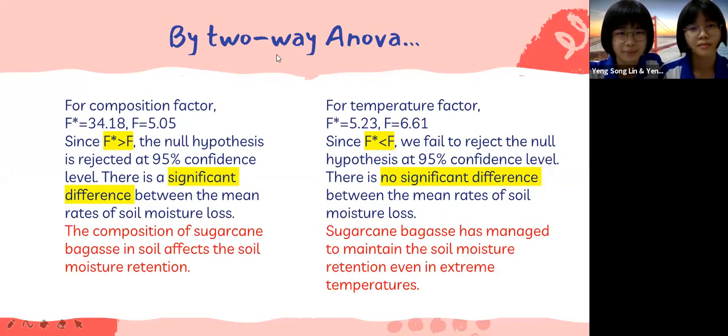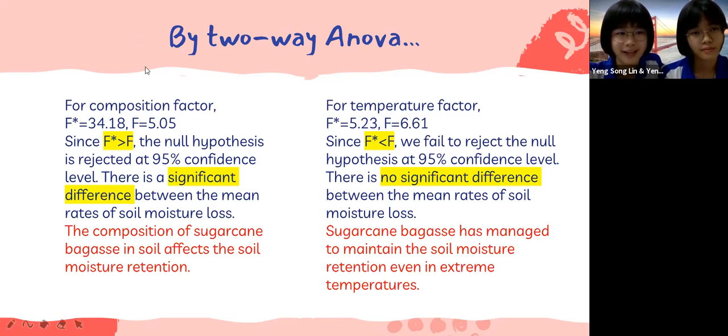Now, for this experiment, we used a tool called two-way ANOVA. This is a tool to study whether 2 independent variables will affect the result of an experiment or not. In other words, we want to know if 2 factors, which are the composition factor and also the temperature factor, will affect the soil moisture retained. Let us look at them individually.